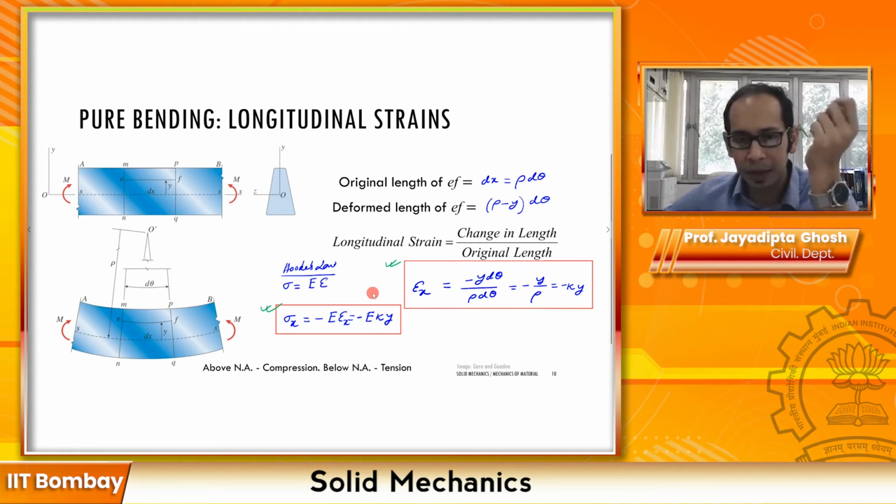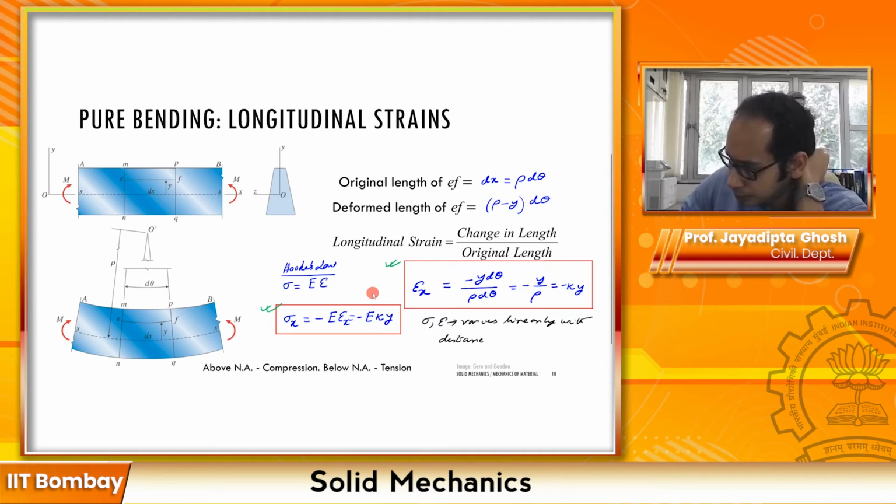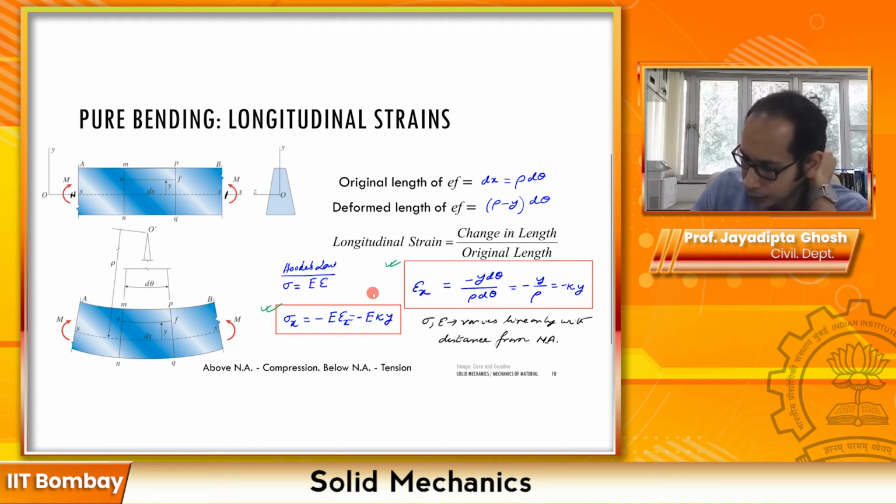So let's make a quick note of that: stresses and strains, so sigma and epsilon, vary linearly with distance from the neutral axis. Neutral axis is NA. So here also, let's just mark it. This is my neutral axis, NA over here, and this is NA.